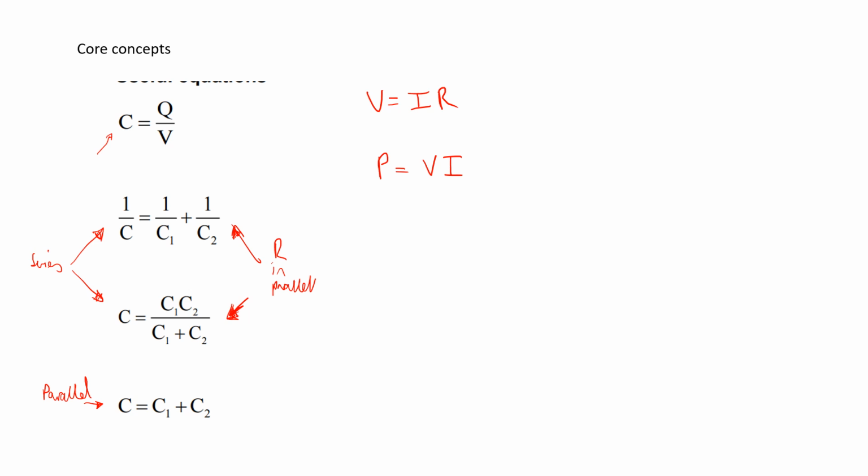Obviously, you've got different derivations of power. You could also do I squared R, or V squared over R, but they're ones you'd have to remember. V times I is an easy one to remember. And then obviously I times R for your voltage. Okay, obviously we've got the circuit rules.